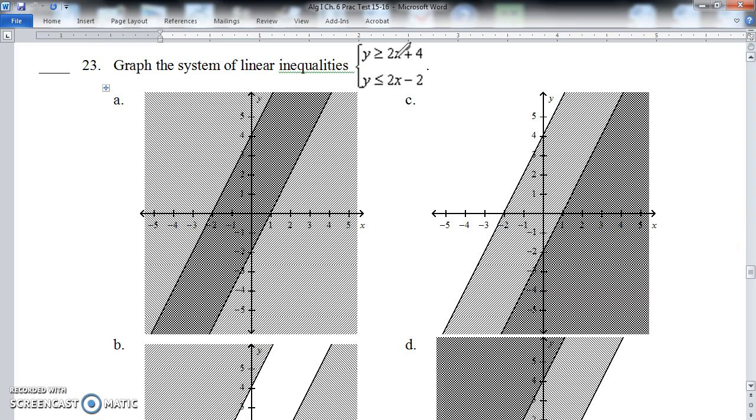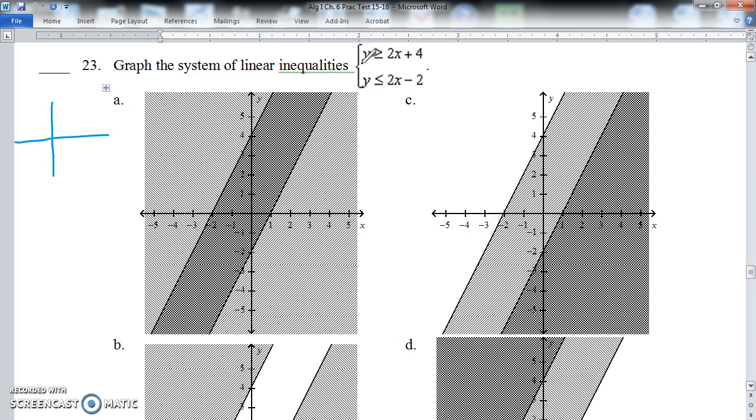For number 23, we have 2 slopes that are the same and 2 y-intercepts that are different, which means we have 2 parallel lines. It looks like they're both solid, and it looks like from our answer choices we have all the same lines graphed, but the direction that's shaded is different for all 4. So that's what we need to sketch and decide on.